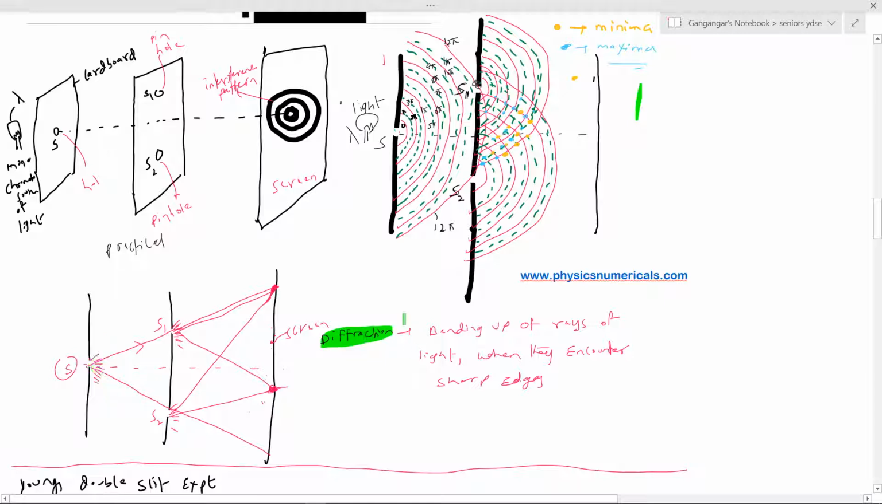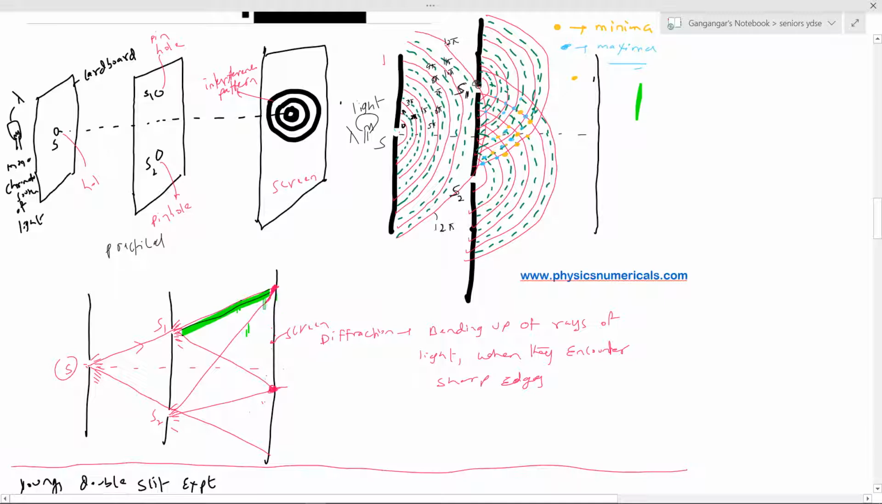When the light encounters sharp edges, it will start bending. The same thing here: when the light enters here, it will start bending. This is called diffraction. This bent light, when it reaches here, will again bend. And on the screen, what happened? You can see that the rays emitted by S1 and S2 reach here. Is there any path difference between these two rays? Yes. So like this, we'll get maxima and minima on the screen.